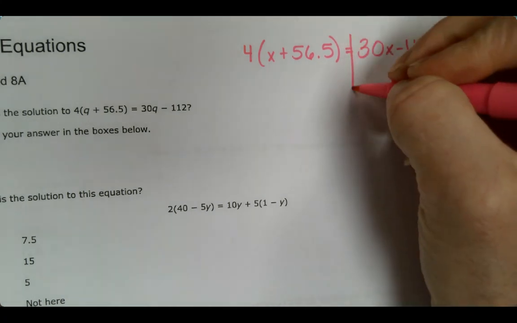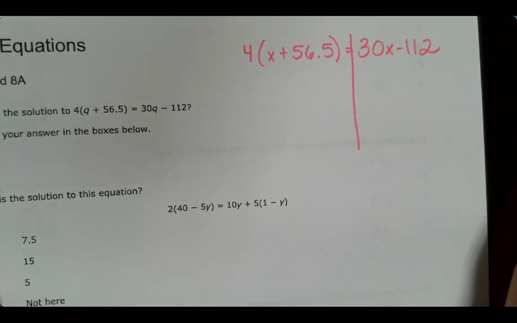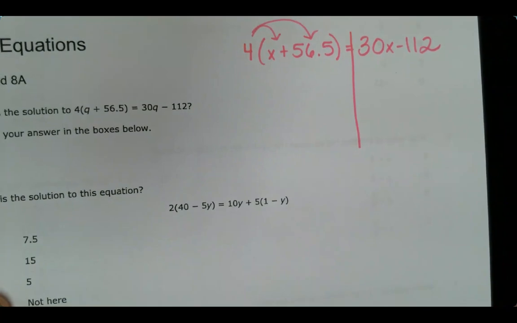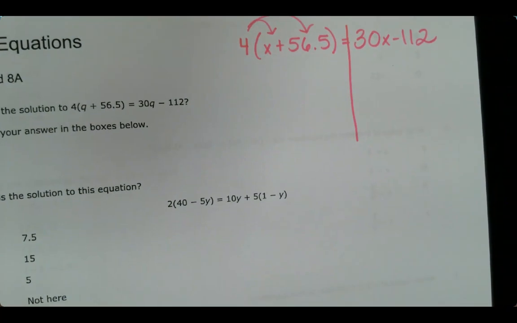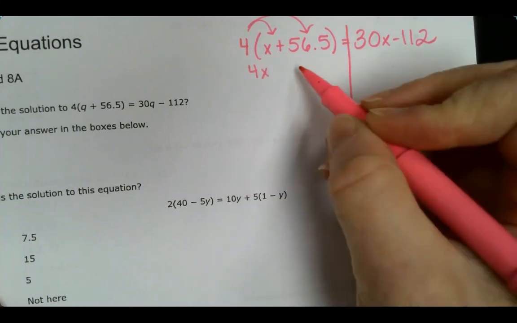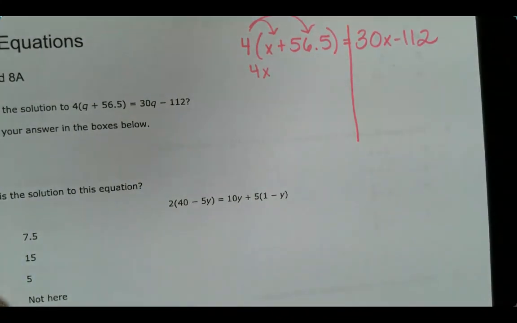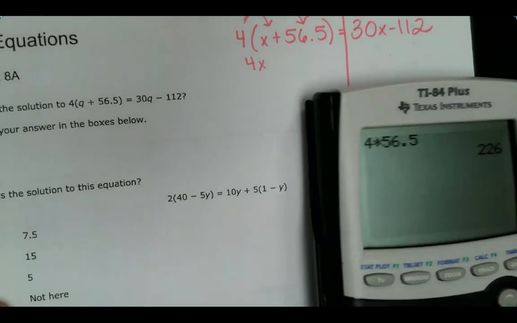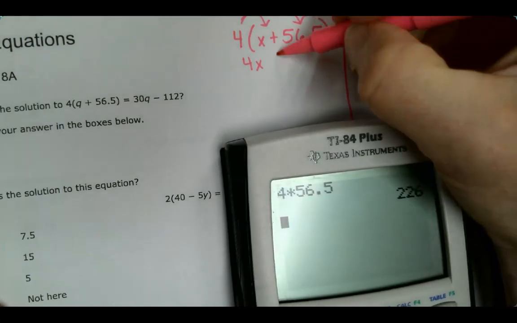Draw your line down your equal sign. And we want to simplify both sides. We're going to distribute. So 4x, 4 times 56.5. So 226.